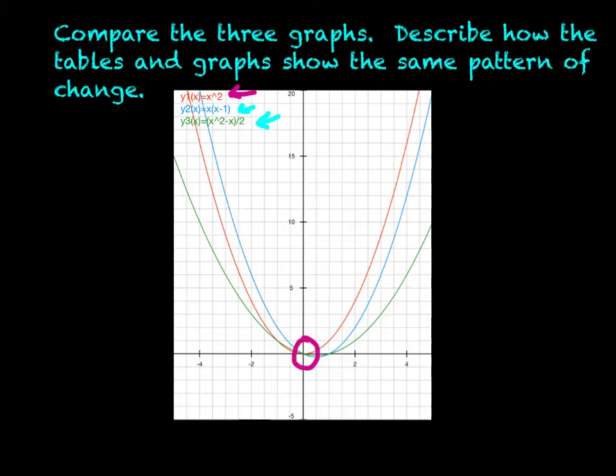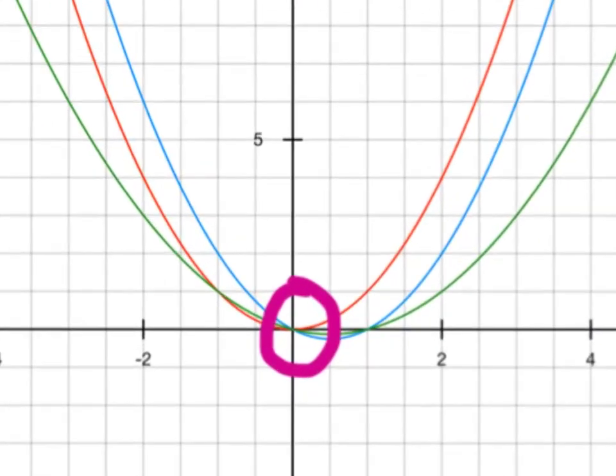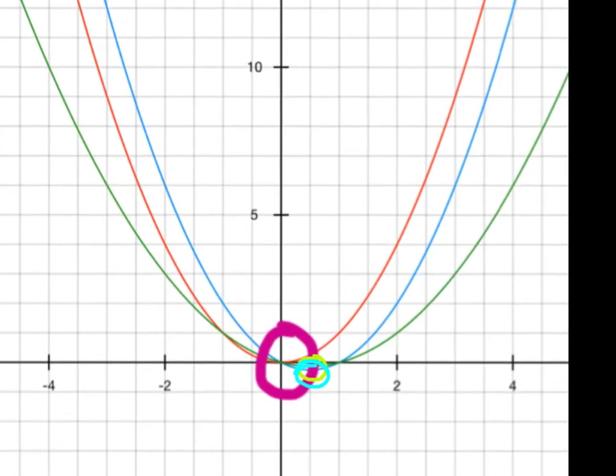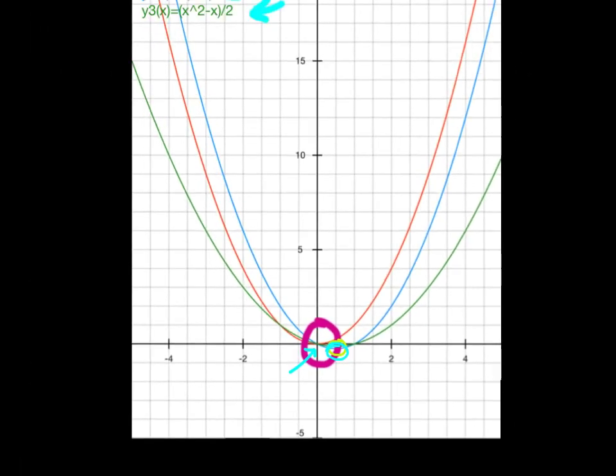If we look at this really critically, we can see our very first graph is doing exactly what I thought. It is going through that 0, 0 point, and that's where its vertex is. Our next graph over, its vertex looks to be shifted down a little bit, and our very last graph, our vertex is also shifted down. However, they do all go through this 0, 0 point. It just depends on whether they have to dip down into the negatives before they start their upward trend.